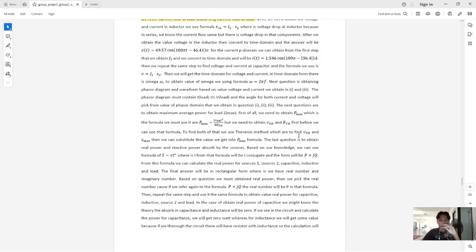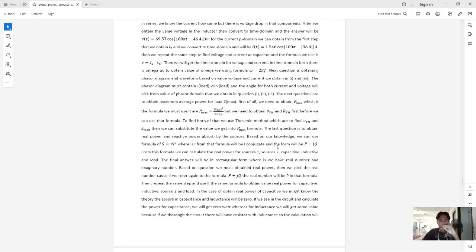After that, we need to find the Pmax. The Pmax is equal to V Thevenin squared divided by 8 R Thevenin. But we need to obtain the V Thevenin and R Thevenin first before we can use the formula. So we can find the V Thevenin and R Thevenin in the Z plus, so that we can substitute them into the Pmax formula.